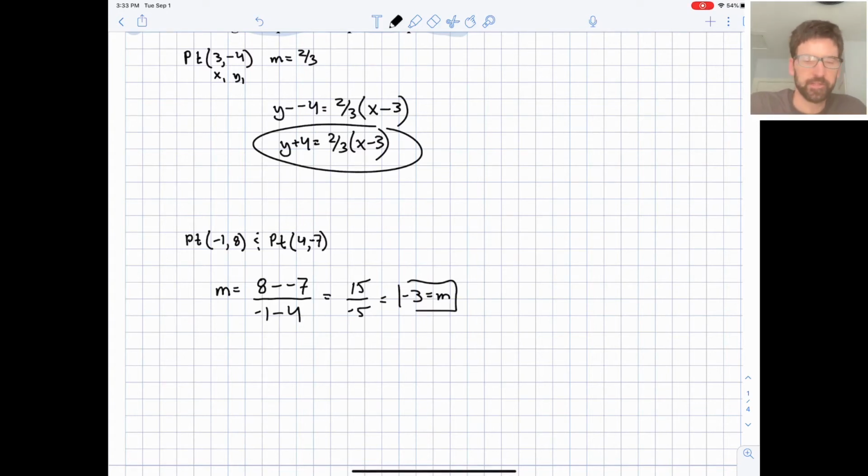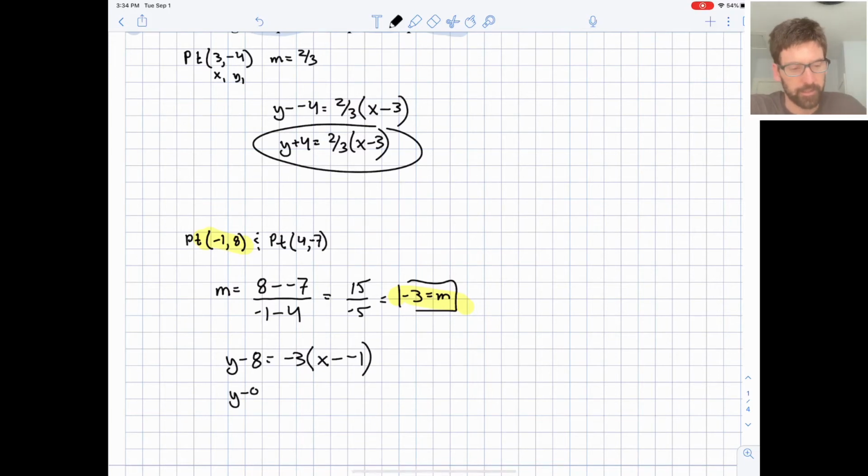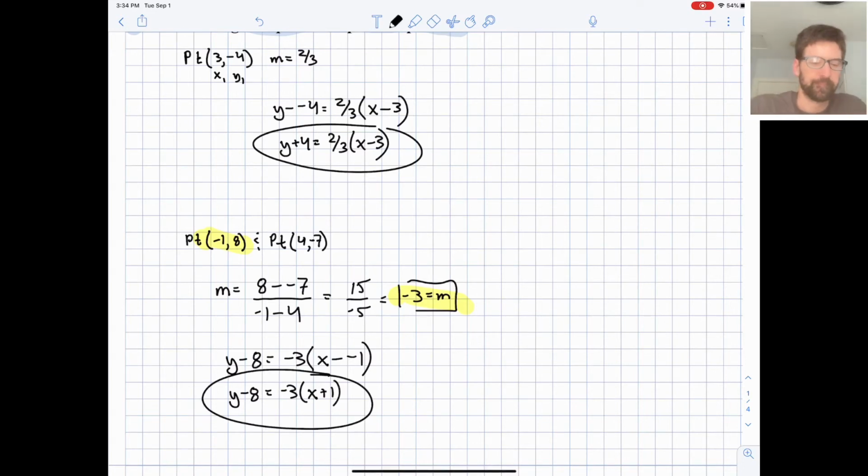Okay, so cool. So we have a slope. Now we need a point. It doesn't matter which point you pick. So I'm just going to arbitrarily pick the first point and pick that slope and plug everything into point-slope form. So y minus our y value equals our slope times x minus our x value. And then it's a little cleaner, like I was saying earlier, to write that as x plus 1 instead of subtracting a negative. Okay, so that's an example of taking 2 points and finding point-slope form.